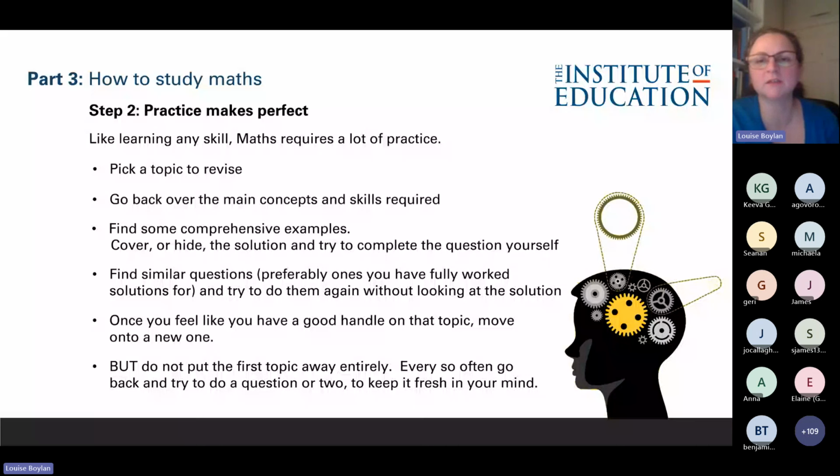OK, so you need to have a plan. It's very important that you have a kind of a plan, what you're going to do each week, which topics you're going to pull back and go back over and go back over and go back over.